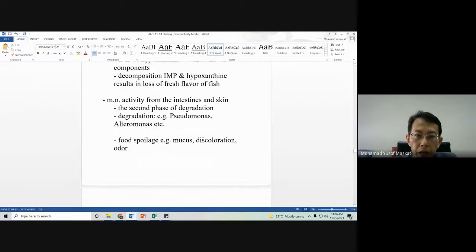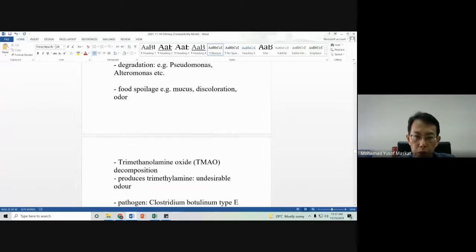And there is microbial activity from the intestines and skin, usually during the second phase of degradation, for example Pseudomonas, Ultramonas, etc. Food spoilage, for example, what we usually observe is the development of mucus, and then discoloration and also odor.